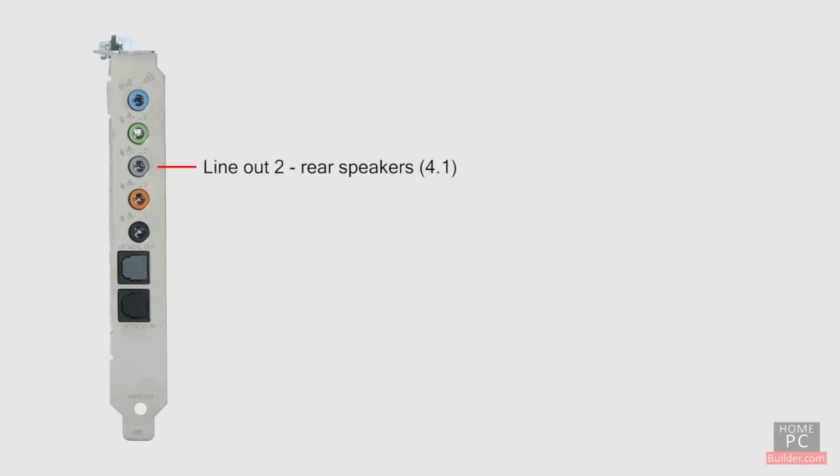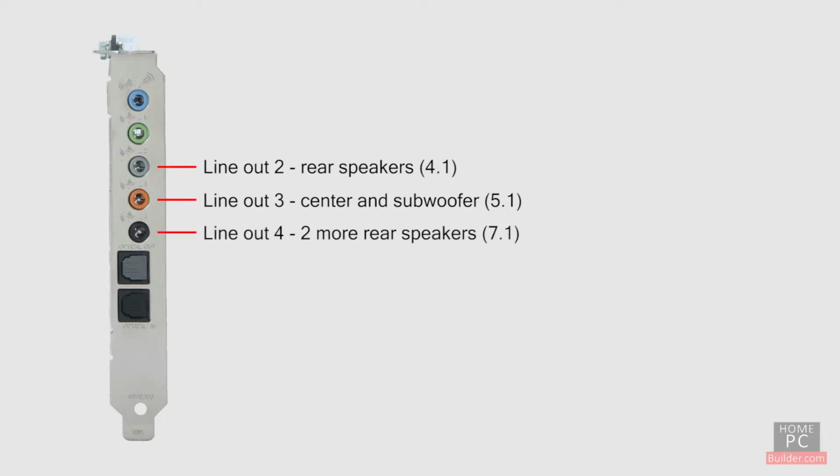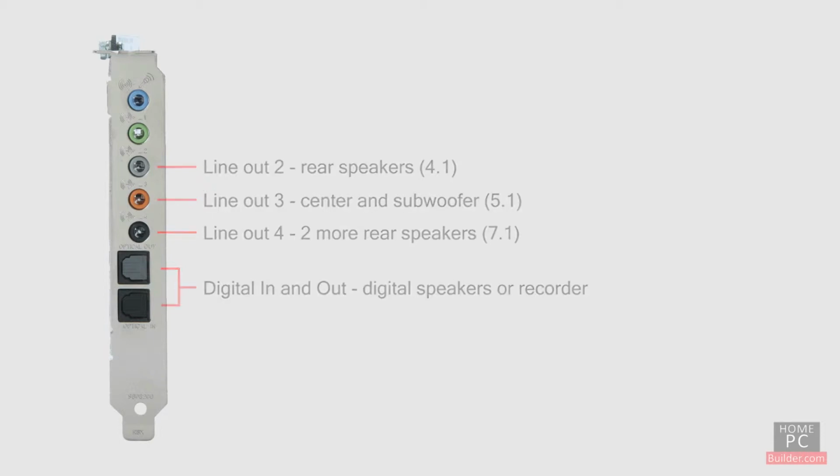A line out 2 for rear, left, and right speakers for connecting a 4.1 speaker set. A line out 3 for connecting center channel and subwoofer speakers for connection to a 5.1 speaker set. And a line out 4 for connecting two additional rear speakers for a 7.1 speaker set. A digital in and out for connecting to a digital playback or recording device, such as digital speakers for playback, or a digital audio recording device for recording sound from your computer.